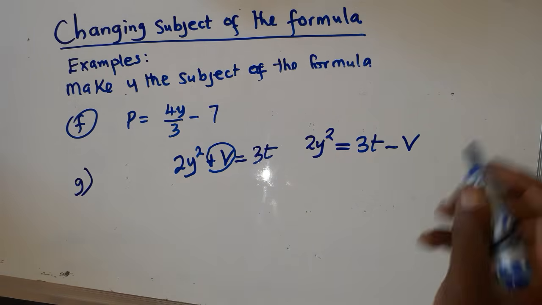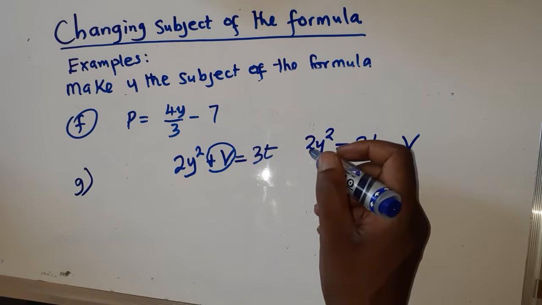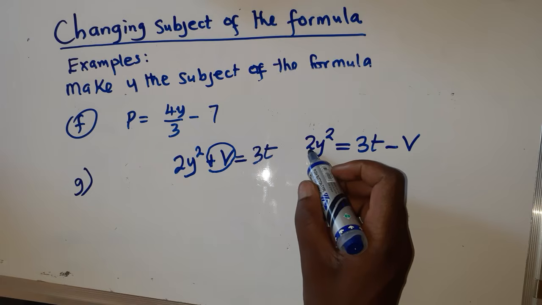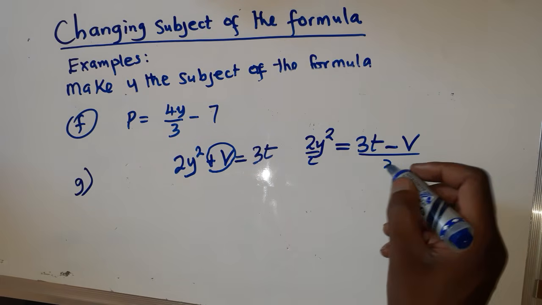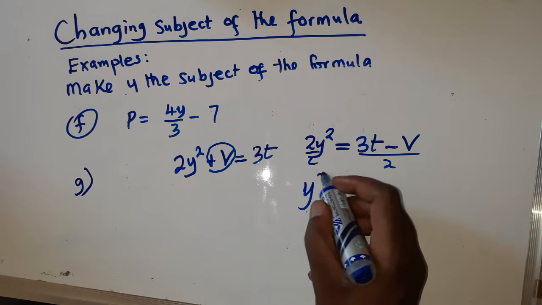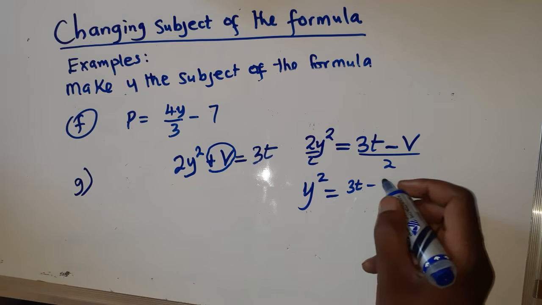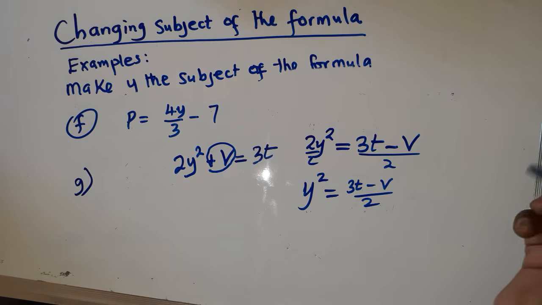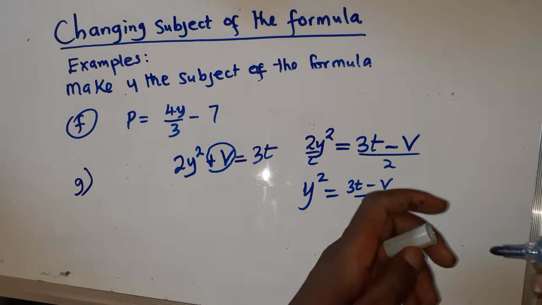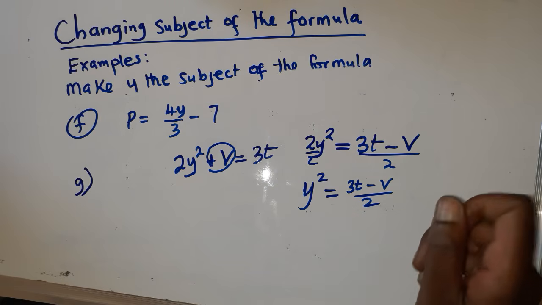Are we there? Yes. Then take note that here we still have 2. We do not want this 2. So we divide here by 2. We also divide this side by 2. So we're going to remain with y squared is equal to (3t minus v) over 2. Are we there? Now take note that this y is squared.